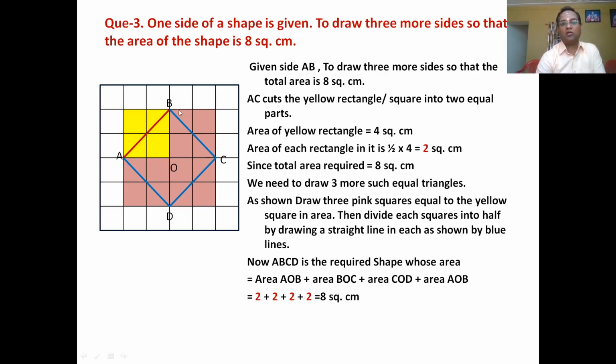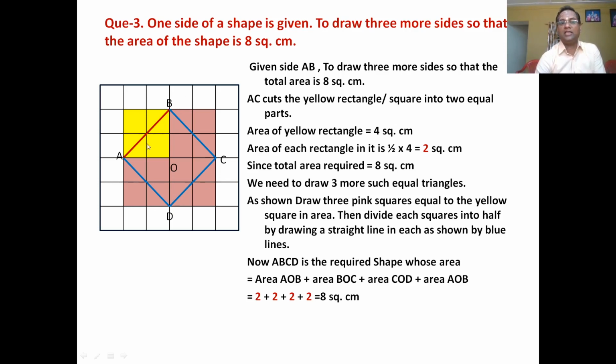So I'll draw one more square here and cut it in half. This square is again equal to the area of this square itself. So just extending the area of the square as 4 square units, half of it makes 2 square units, so BOC will become 2 square units. Area of triangle BOC is 2 square units. Again one more square here and one more square here. Totally 1, 2, 3 squares which are equal to this. And just divide them into half parts and join it. So ABCD is the required shape.